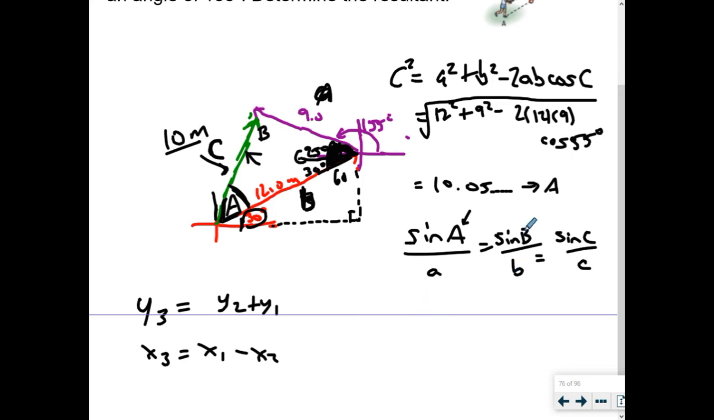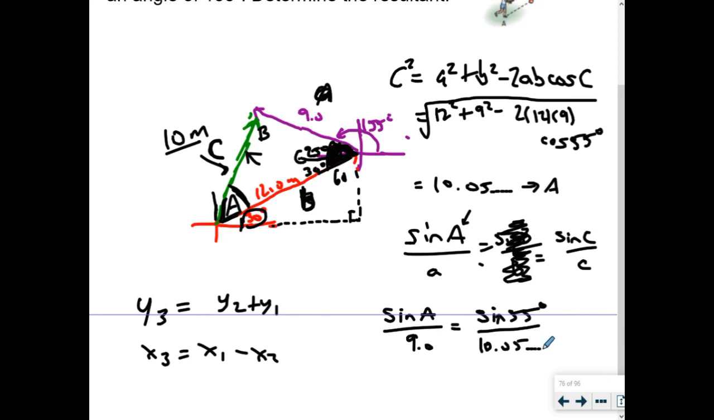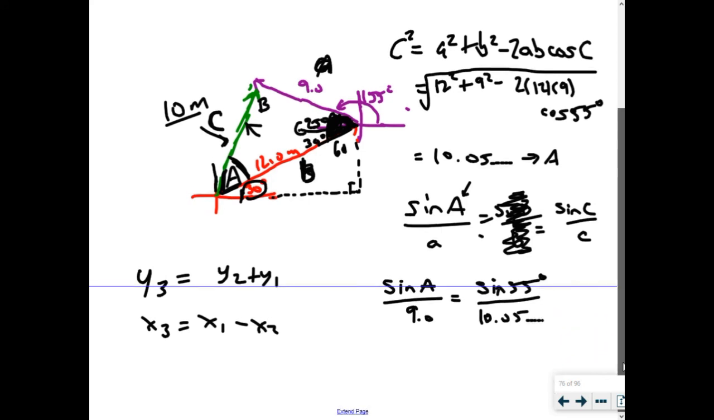And I do. I know all about side C. I don't actually know enough about angle B, but I do know side C. So I'm going to remove the sine B from this equation and write it out like this. Sine of A is what I'm looking for. But I know actual side A. Side A was 9.0. And sine C, I know as well. Well, C was the angle, which is 55 degrees. Now, side C was that 10 meters. Now, it's actually 10.05, etc. Don't forget, I stored that as letter A.